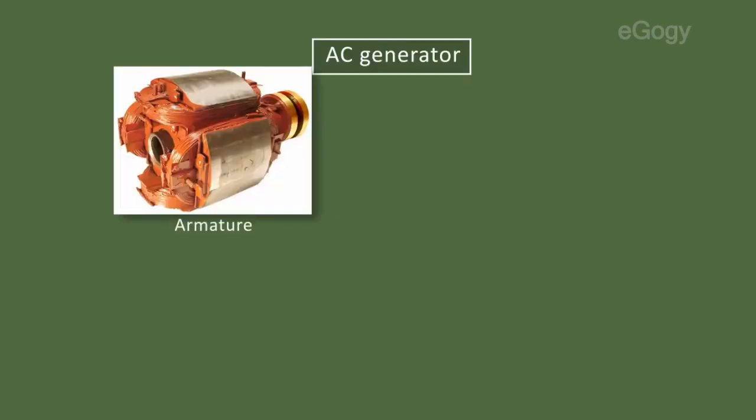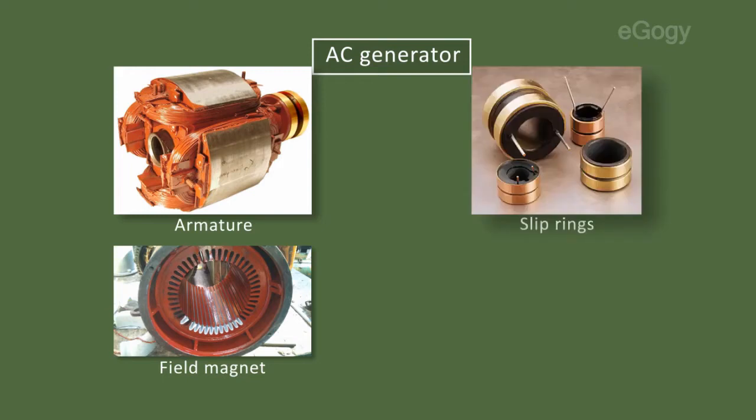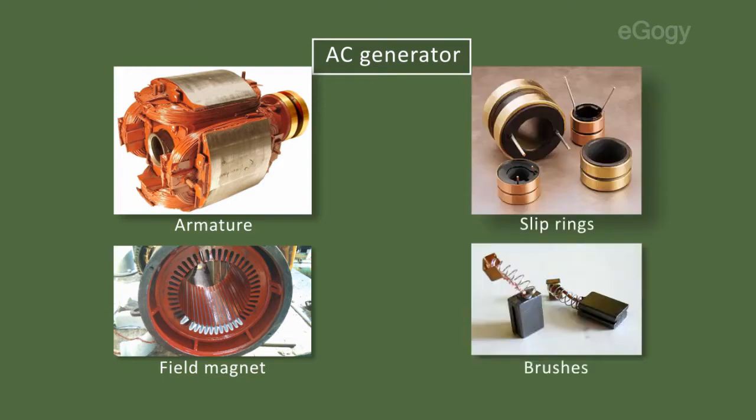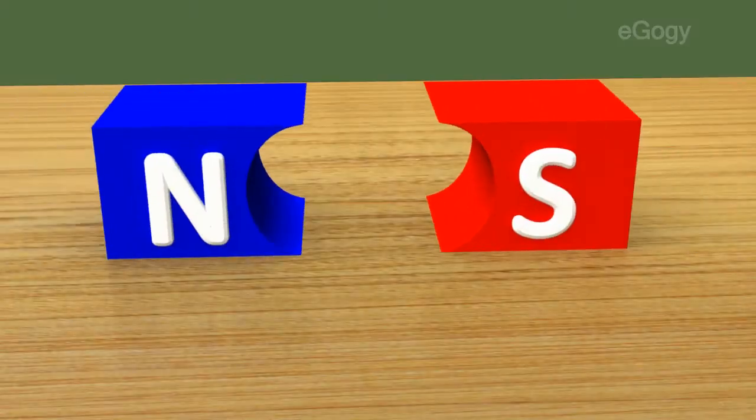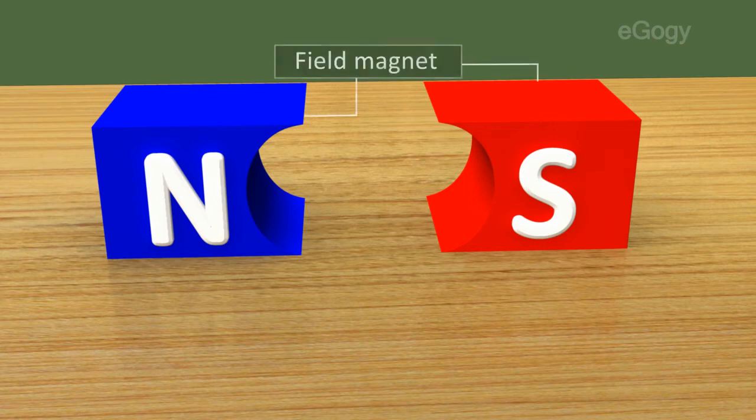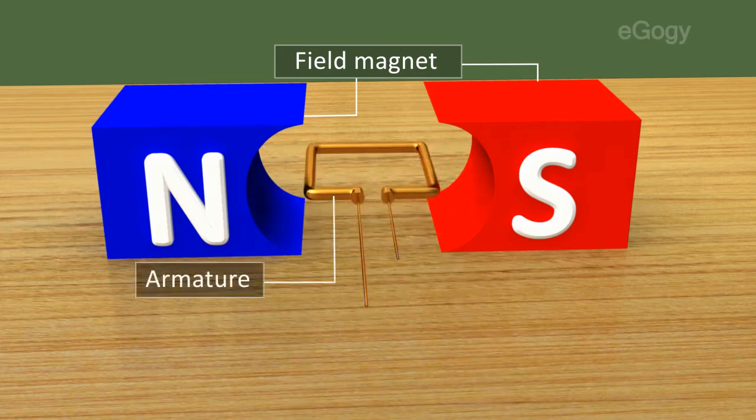AC generator. The major parts of an AC generator are armature coil, field magnet, slip rings, brushes, etc. The magnet which produces magnetic flux in the generator is called the field magnet. The direction of flux lines is from the north pole of the field magnet to the south pole. An armature is a coil in which insulated conducting wire is wound over a laminated soft iron core.